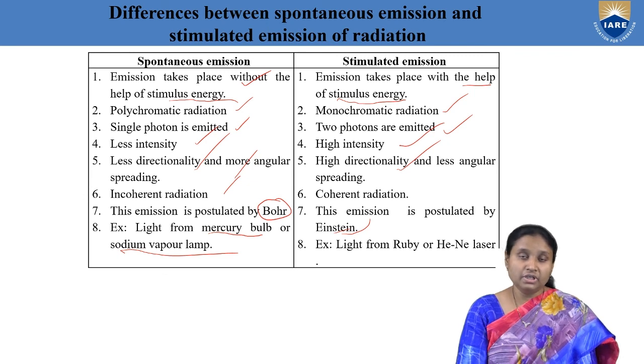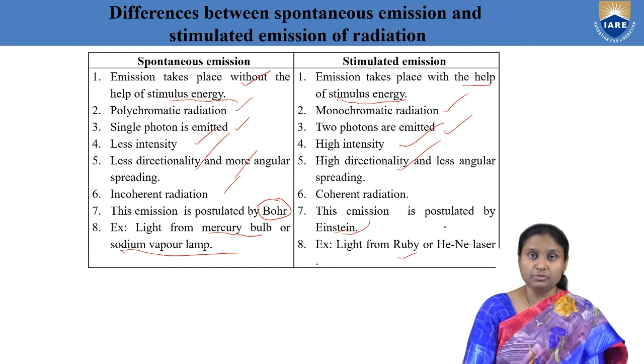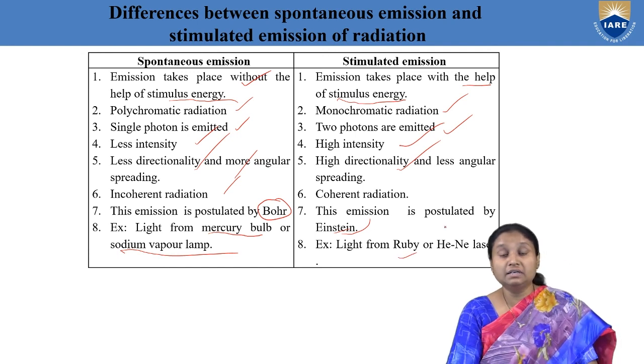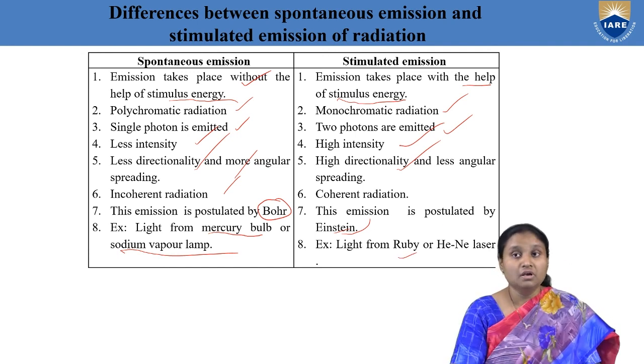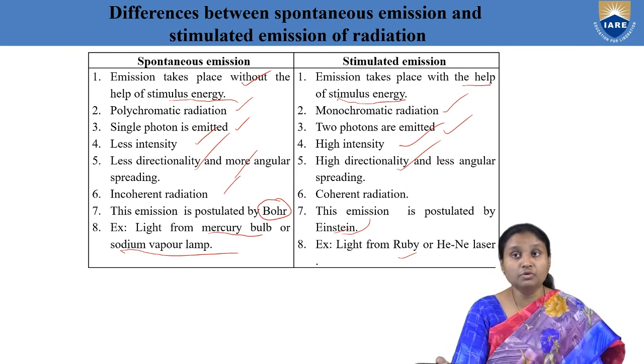And what are the examples of laser light? We can take any type of laser, like the ruby laser or helium neon laser. The light coming from all those laser sources has the characteristics of being coherent, highly directional, monochromatic, and highly intense.